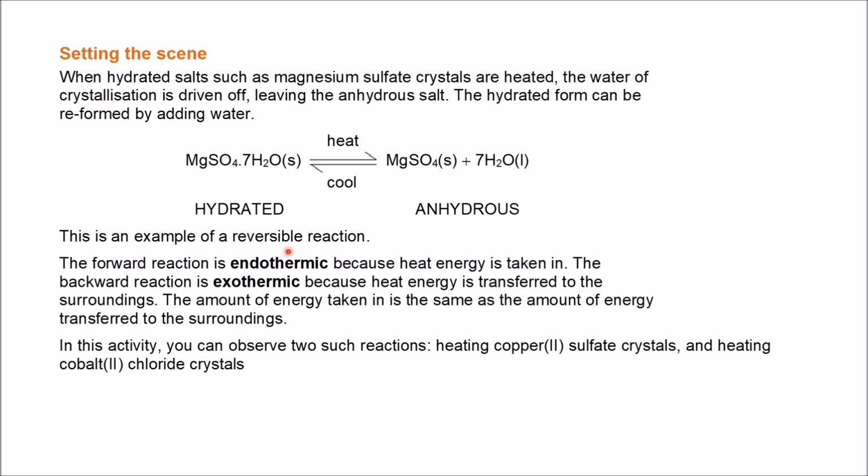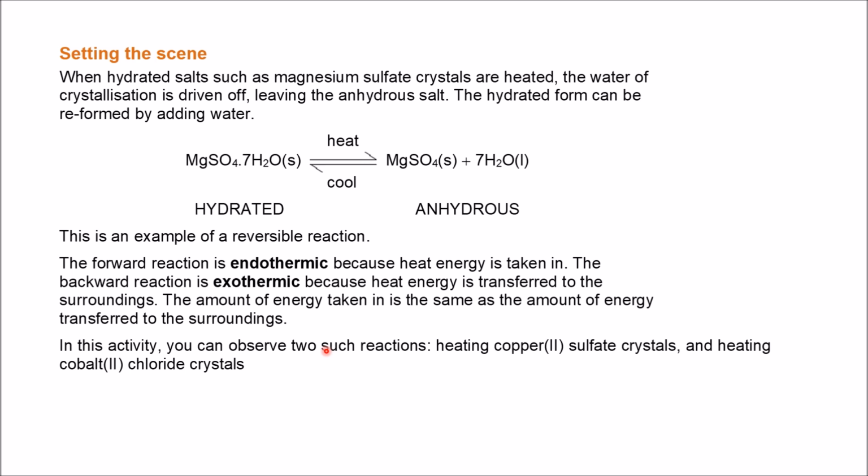The forward reaction is endothermic because energy is taken in. We're heating it on a Bunsen burner. And then the backwards reaction, this one down here, is exothermic because heat energy is transferred to the surroundings. So the amount of energy taken in is the same as the amount of energy transferred to the surroundings.